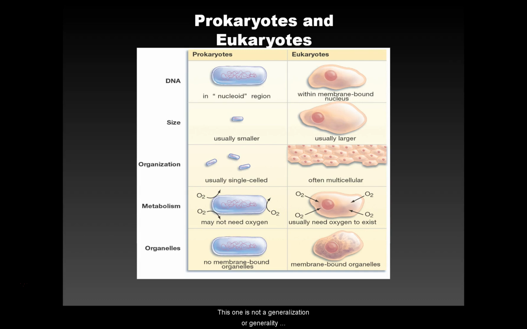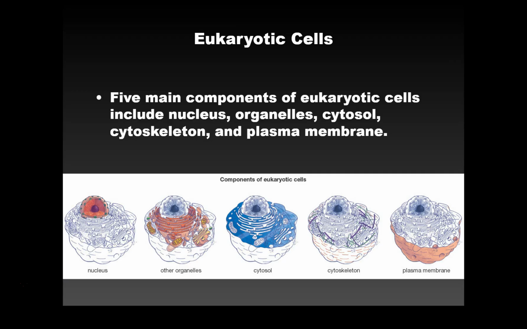This one is not a generalization or a generality. Prokaryotes do not have membrane-bound organelles by definition. That is one of the definitions of a prokaryote, and that's one of the main differences. That's a big takeaway from this lecture, actually, is that prokaryotes do not have membrane-bound organelles, whereas eukaryotes do have membrane-bound organelles.